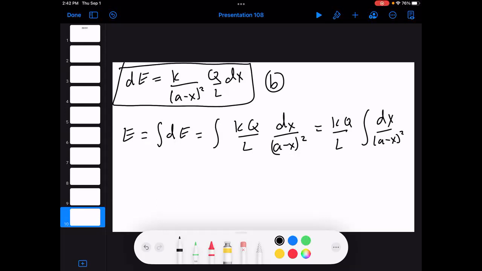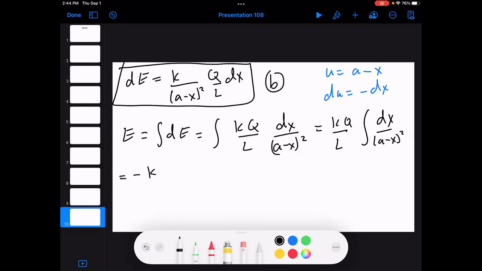And in fact, I'm sure other people can do it in their heads. I cannot. I would do a U substitution and say U equals A minus X. So du equals negative dx. And see, if I did it in my head, I would drop that minus sign. Is everyone happy with that? Okay.